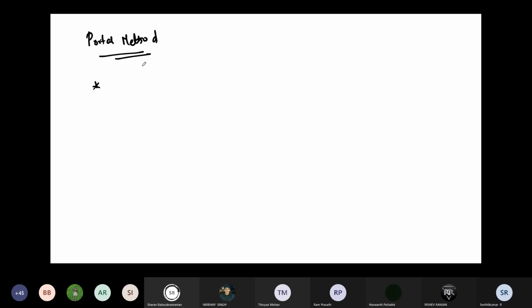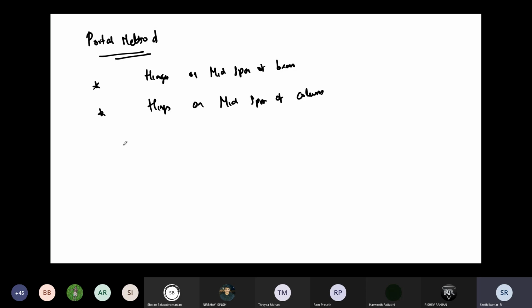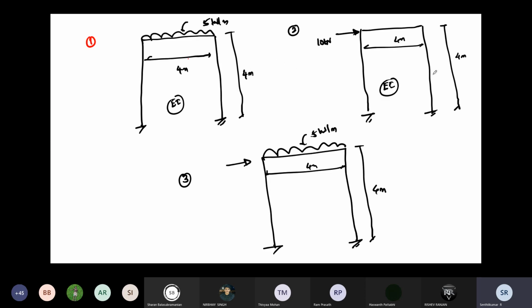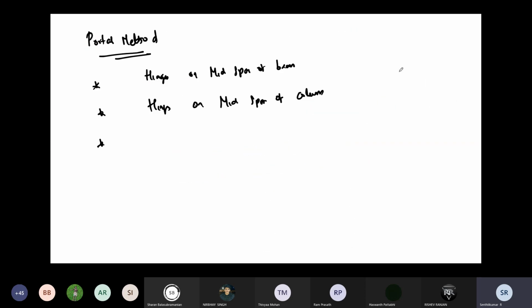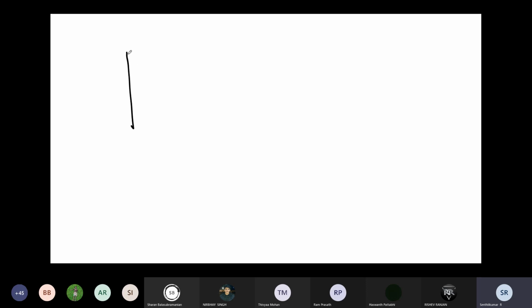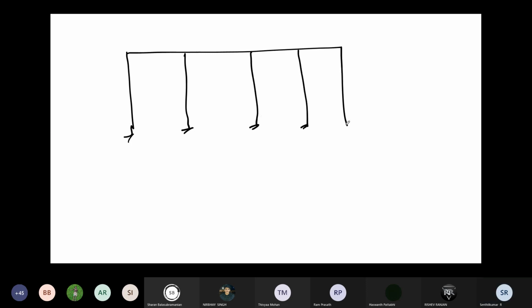What is the assumption? You can assume hinges at midspan of beams and hinges at midspan of columns. And then one more major assumption is, for example, this is a single frame, but when you are having multiple frames, right? I'm applying the lateral load.